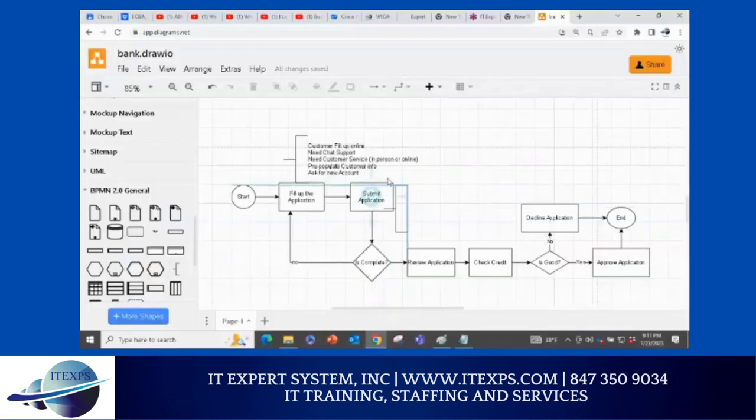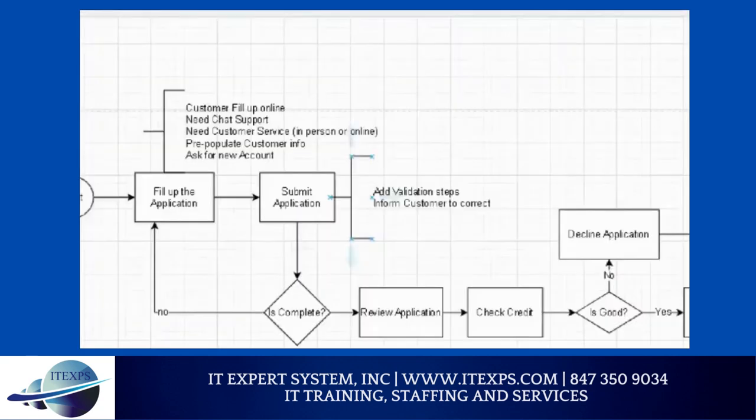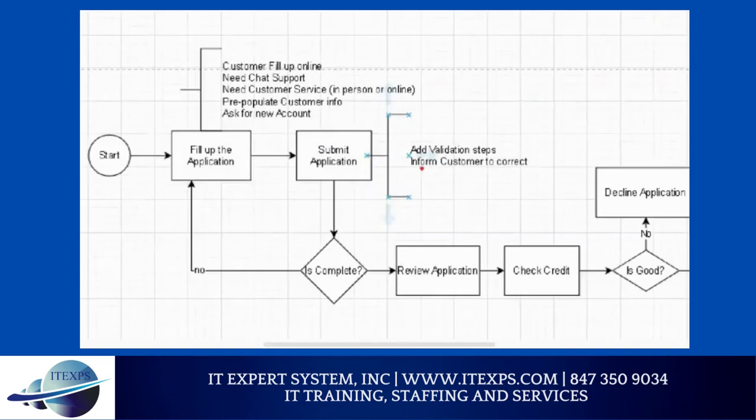So now we can add an annotation here. Right? We can add an annotation here. We can say add validation step and inform customer to correct. So you can validate, for example, address is incomplete, email is incomplete, phone is incomplete. So you can ask the customer to validate and correct it. So when they send here, we should get all 100 out of 100, or maybe 90 plus, on this side. If we do that, did we improve the process?